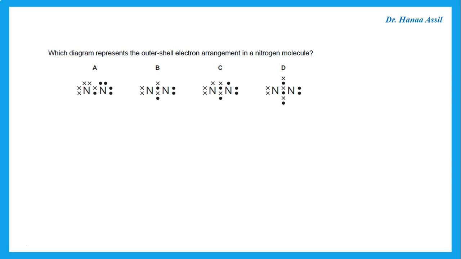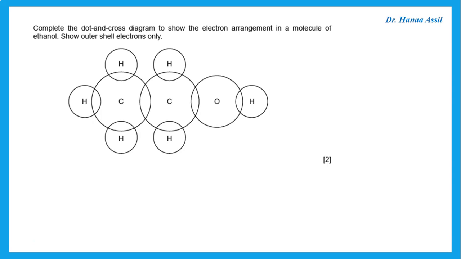What about this one? It asks which diagram represents the outer shell electron arrangement in a nitrogen molecule. Remember what a nitrogen molecule looked like? We said each nitrogen atom needs 3, so we're going to share 3 pairs of electrons between the 2 nitrogen atoms, and each nitrogen has an extra 2 electrons that we have not used for sharing, so of course my answer is D.